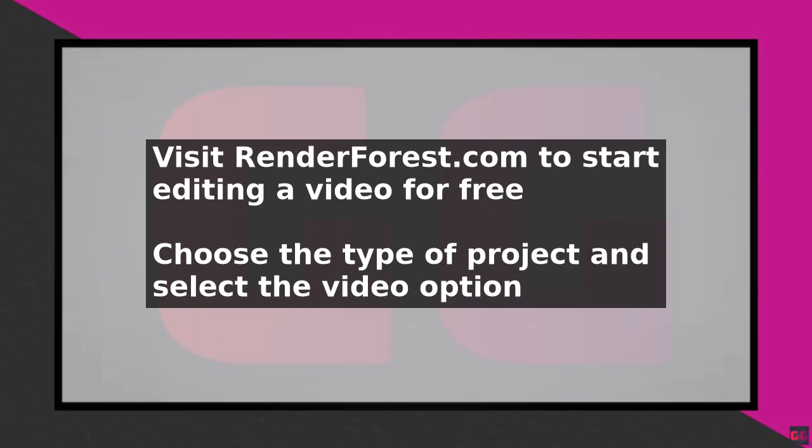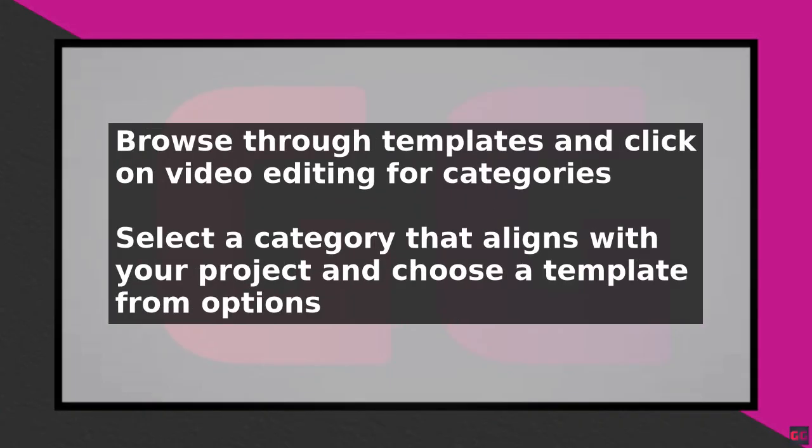This will take you to a page featuring various templates, which you can browse through to find one that suits your needs. If none of the templates appeal to you, click on the Video Editing option on the left side of the page, and you'll be presented with a range of categories, including options for creating videos. Choose a category that aligns with your project, and then select a template from the available options.